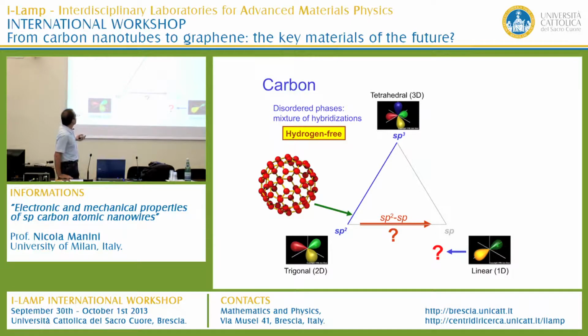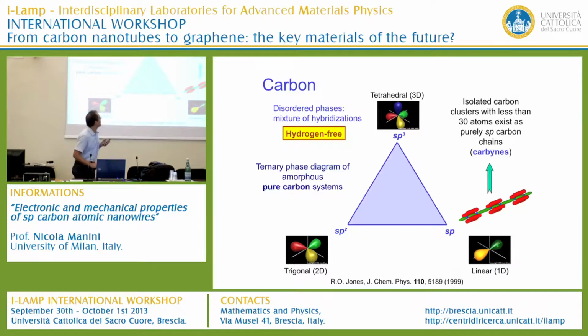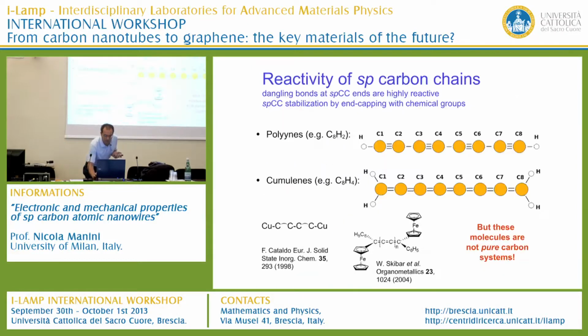However, sp is somehow a more exotic situation, and in the solid state, one could only imagine things like one-dimensional carbon chains of this sort, which could have either alternating single and triple bonds or double bonds, possibly. And these would be objects that in general one would call carbynes.